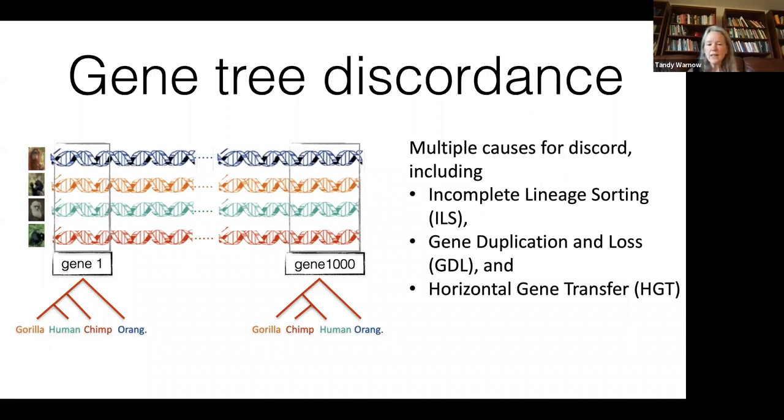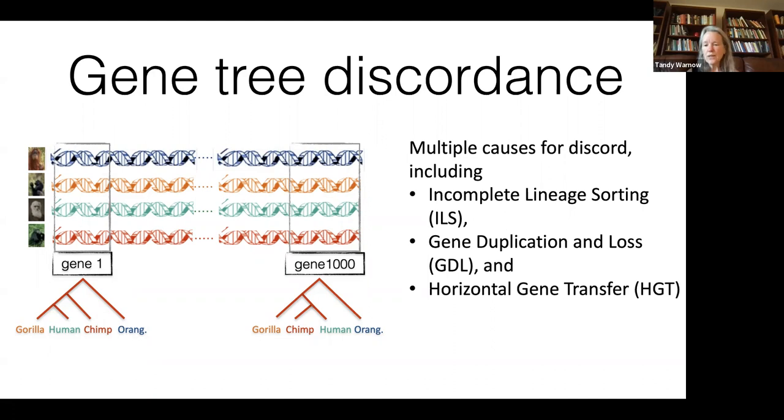So what's going on here is that there's real heterogeneity across the genome. When you try to estimate a species tree, you have to take that into consideration to be able to get an accurate tree. There are multiple causes for discord between gene trees and the species tree. One of them is this thing called incomplete lineage sorting, otherwise known as ILS. Incomplete lineage sorting is going to be one of the topics that I have today, and it has to do with population level processes.